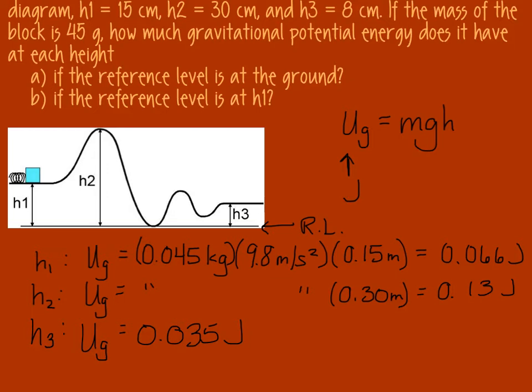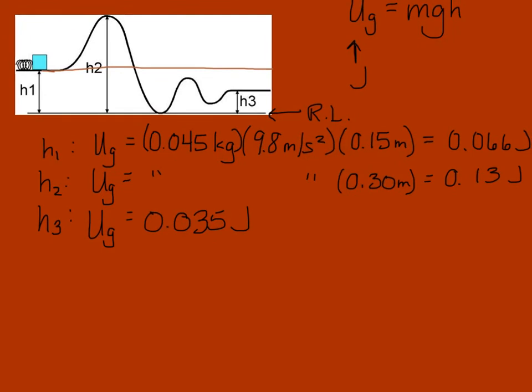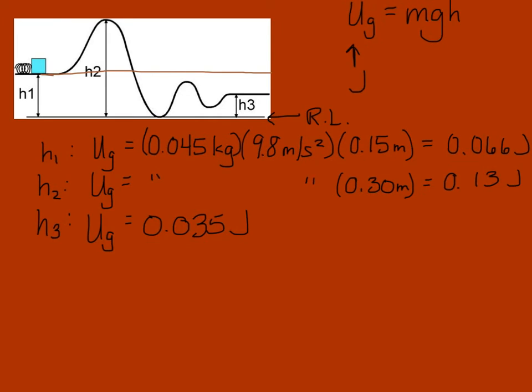Now let's look at Part B. Part B changes where the reference level is located. In Part B, my reference level is right there. So when I'm plugging in my heights, I need to pay attention to how far away they are from that reference level. Again, we define the reference level to be the point at which the gravitational potential energy is 0. So at h1, my height is equal to 0 because h1 is the reference level. Therefore, my gravitational potential energy is equal to 0.